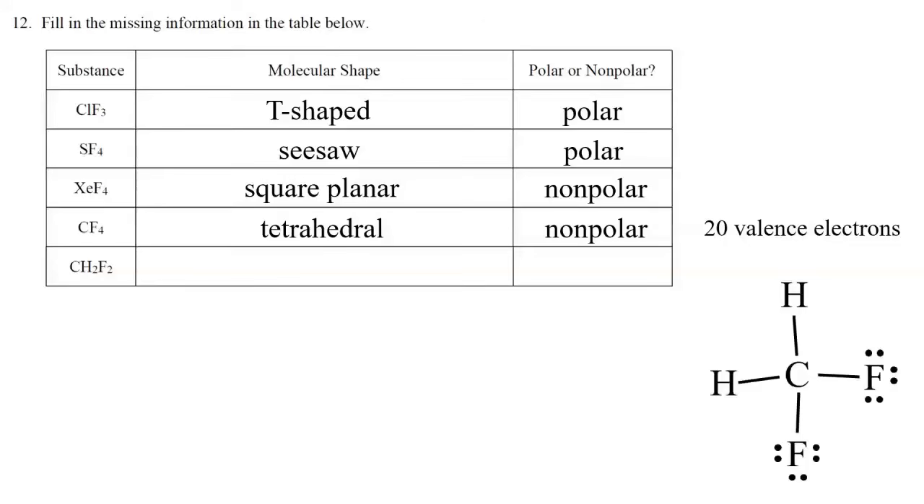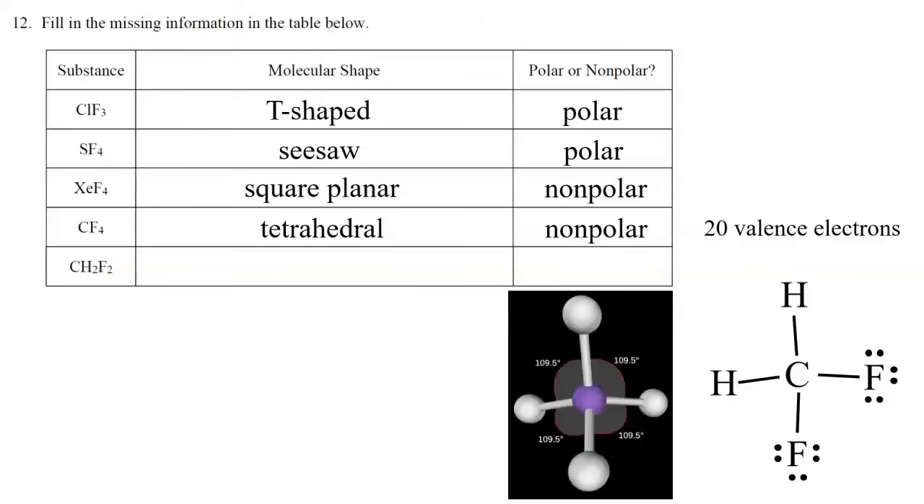It's not symmetrical like it was before with 4 fluorine atoms. Still tetrahedral, but now it's not going to be balanced in the same way. So when you have a tetrahedral geometry, but all 4 atoms on the corners of that tetrahedron are not the same, then this now becomes a polar molecule.